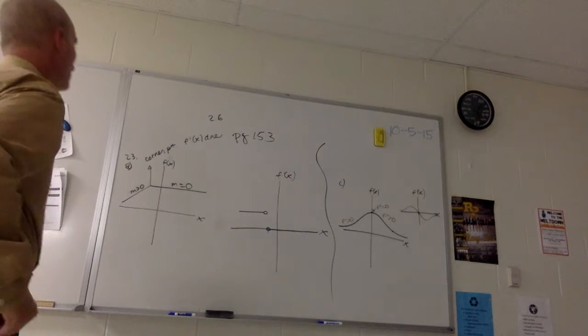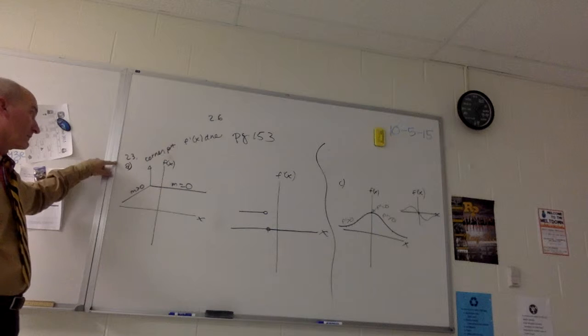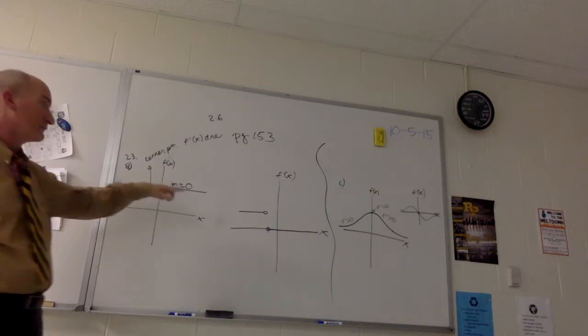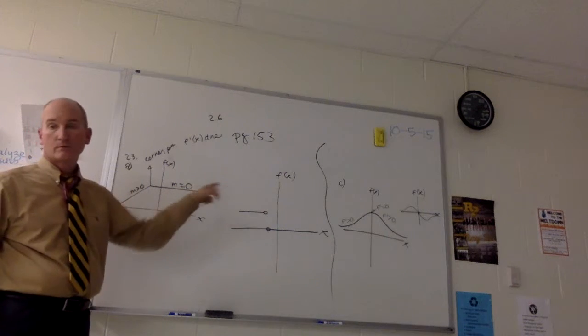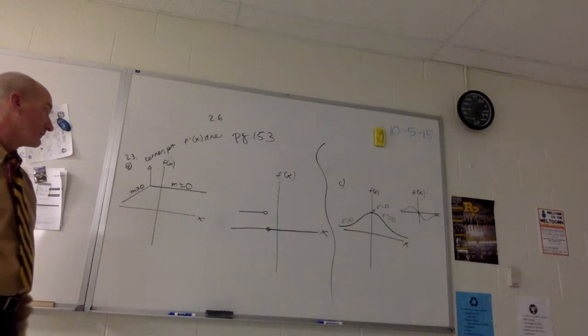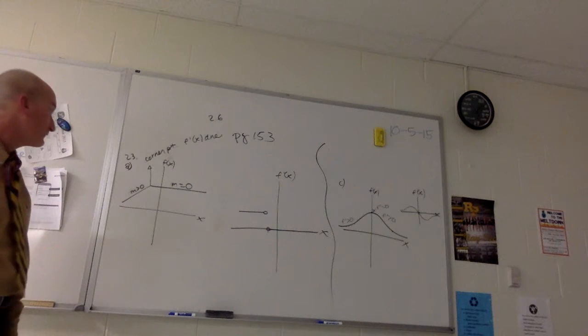This is section 2.6, page 153, number 23. They're giving you the graphs of functions, and they're asking you to match the graph of the function with its derivative without even knowing the equations. So what we're going to be looking at is how the slopes of the tangent lines are going to behave.